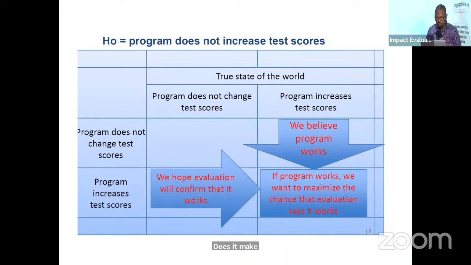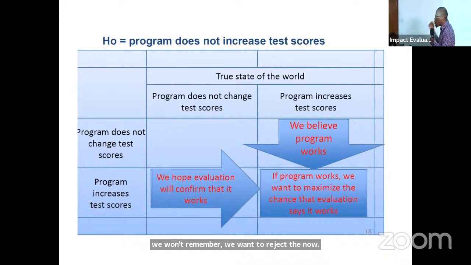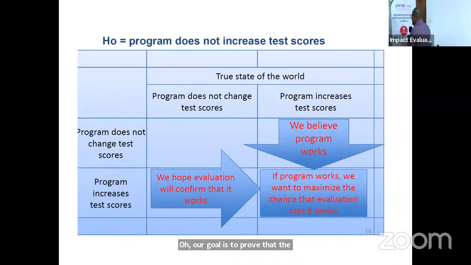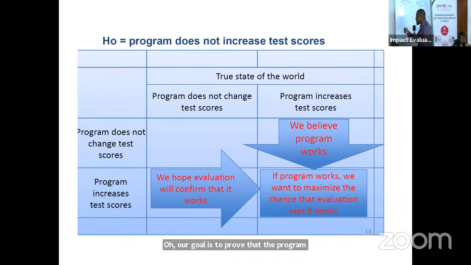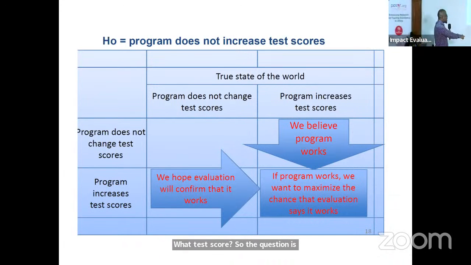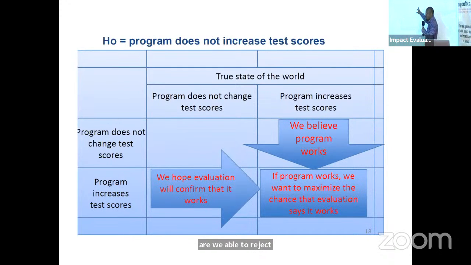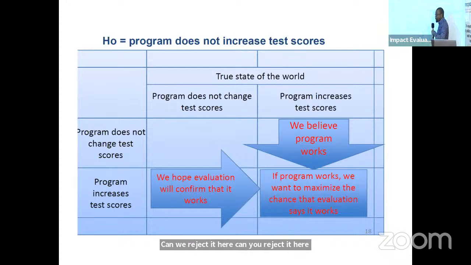So remember, we want to reject the null. Our goal is to prove that the program indeed increases test score. So the question is, where in these cells are we able to reject the null? Can we reject it here? Can we reject it here? Or can we reject it here? Are we together? I want all of you to pay attention. This is very important.